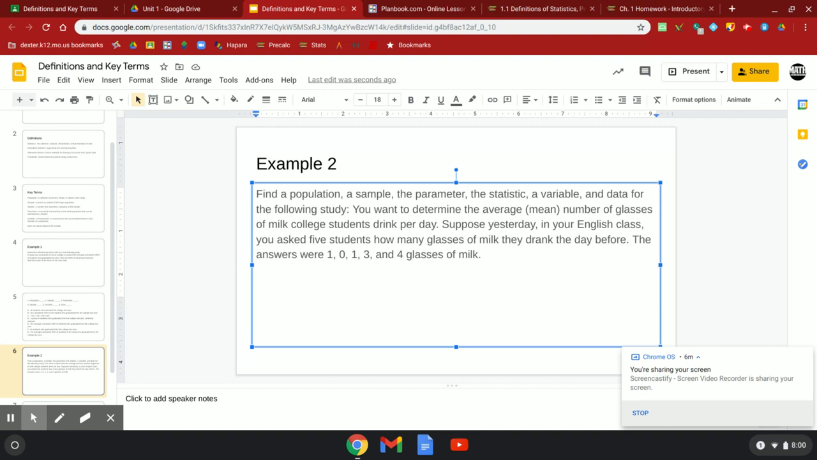And so what I'm going to want you to get good at is just identifying each one of these key terms that we just talked about. So first up is population. What would the population be? And usually you can kind of hunt around up here for it. And it's going to be all college students.